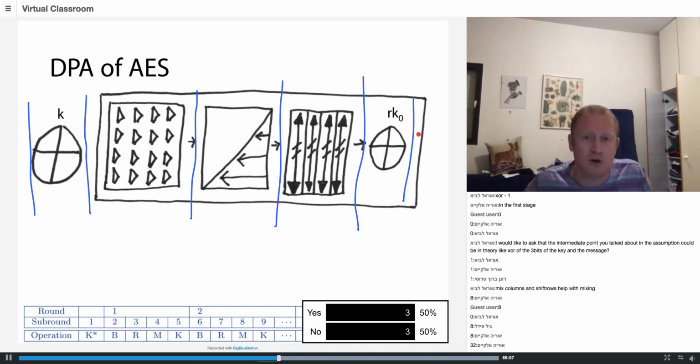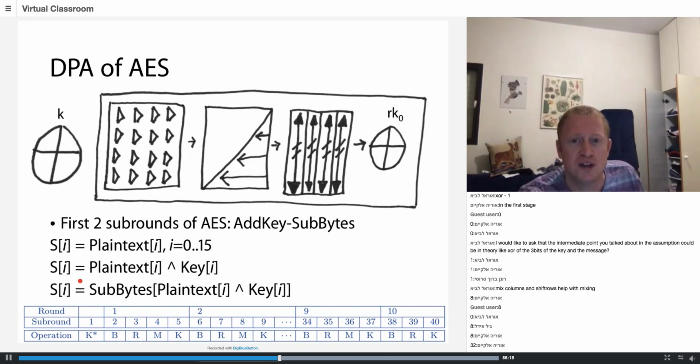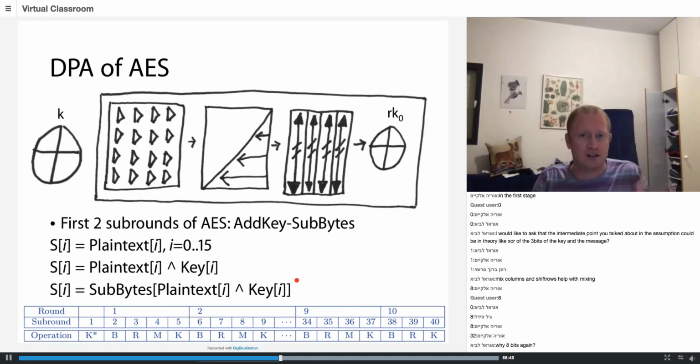So the best place to look at effectively is, we start with subbytes. You start with the plaintext, then you do add key, and then you do subbytes of plaintext XOR key. And you can also read about it in the book. This operation is the best one to look at, because it uses a small amount of the key, not too much. 8 bits is not too much, and it's got this nice nonlinearity property, which allows us to reject the false guesses. Why is this?